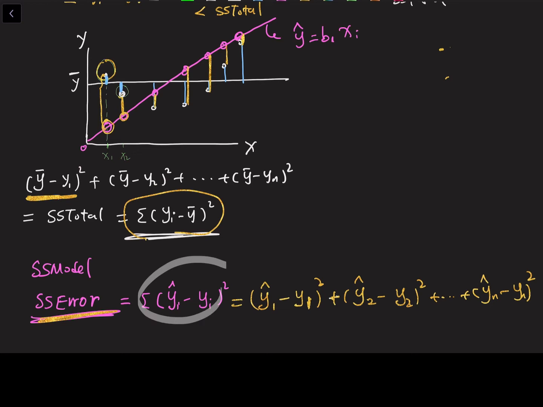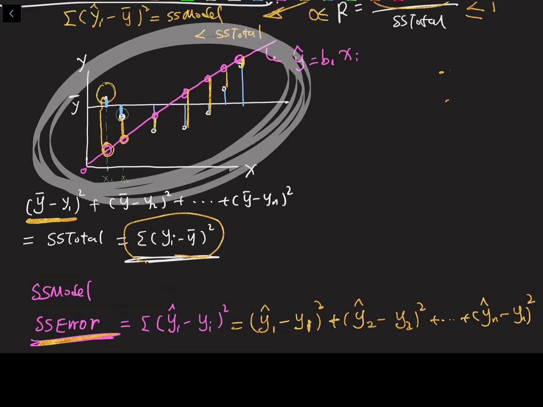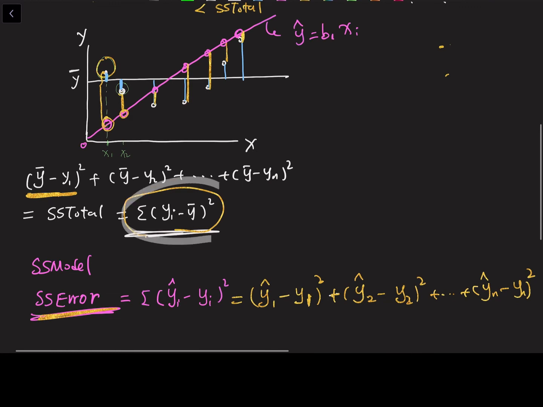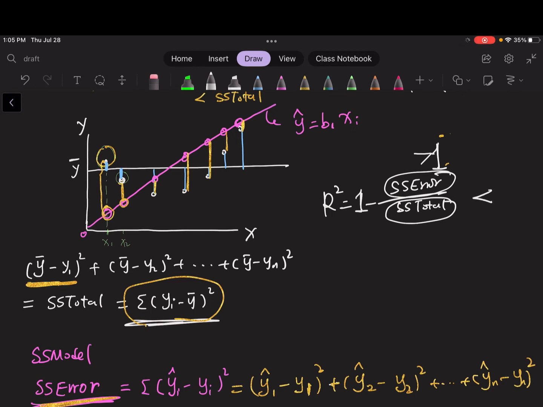Just by looking at it, the sum of squares error is greater than the sum of squares total. And then if you use our traditional way to find r squared, that's 1 minus sum of squares error over sum of squares total. So this numerator is greater than the denominator, so this ratio is greater than 1. 1 minus a value greater than 1 is less than 0. So now you have a negative r squared.